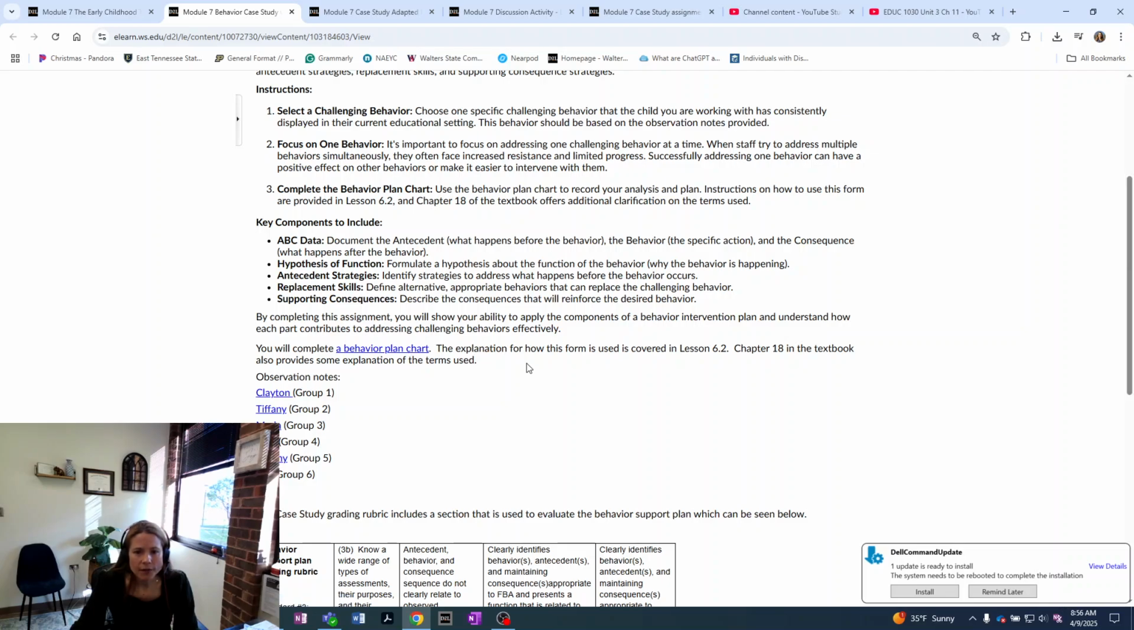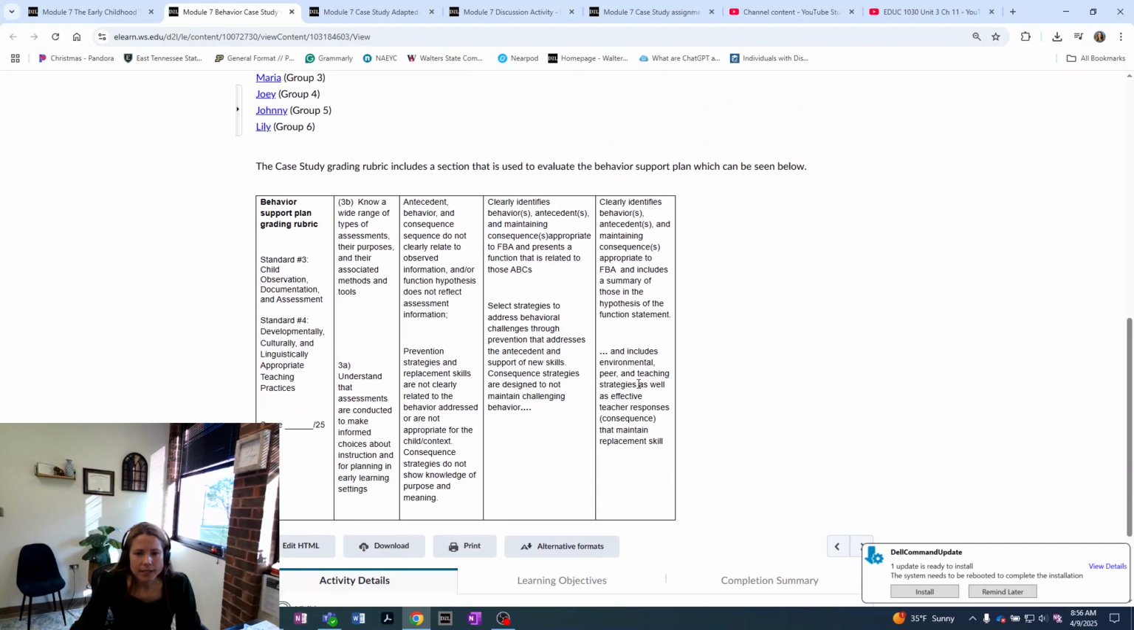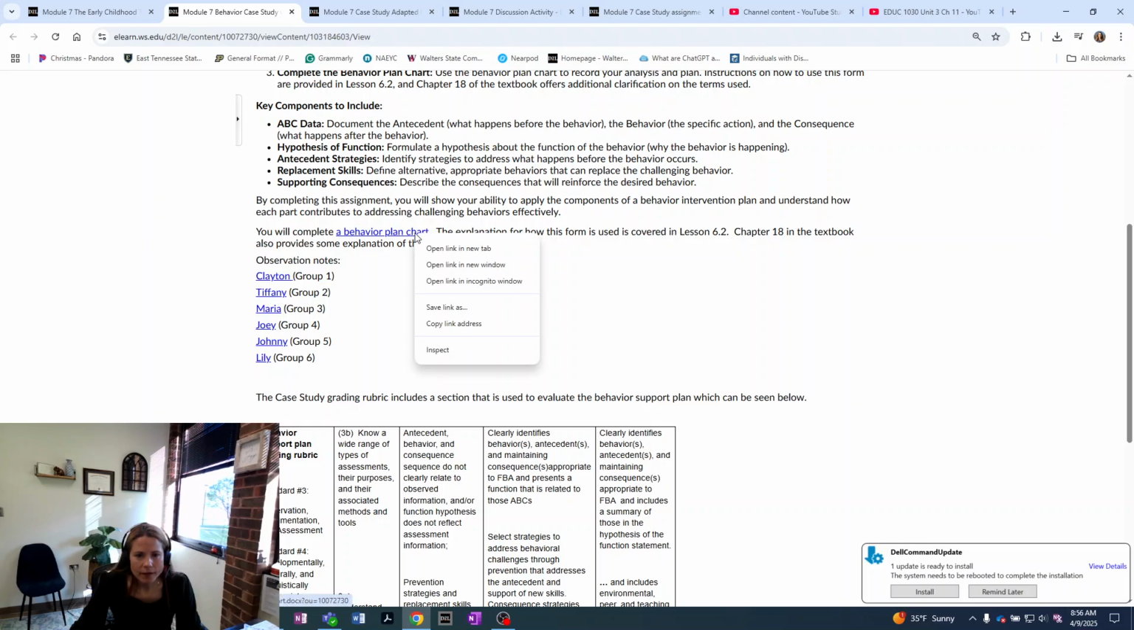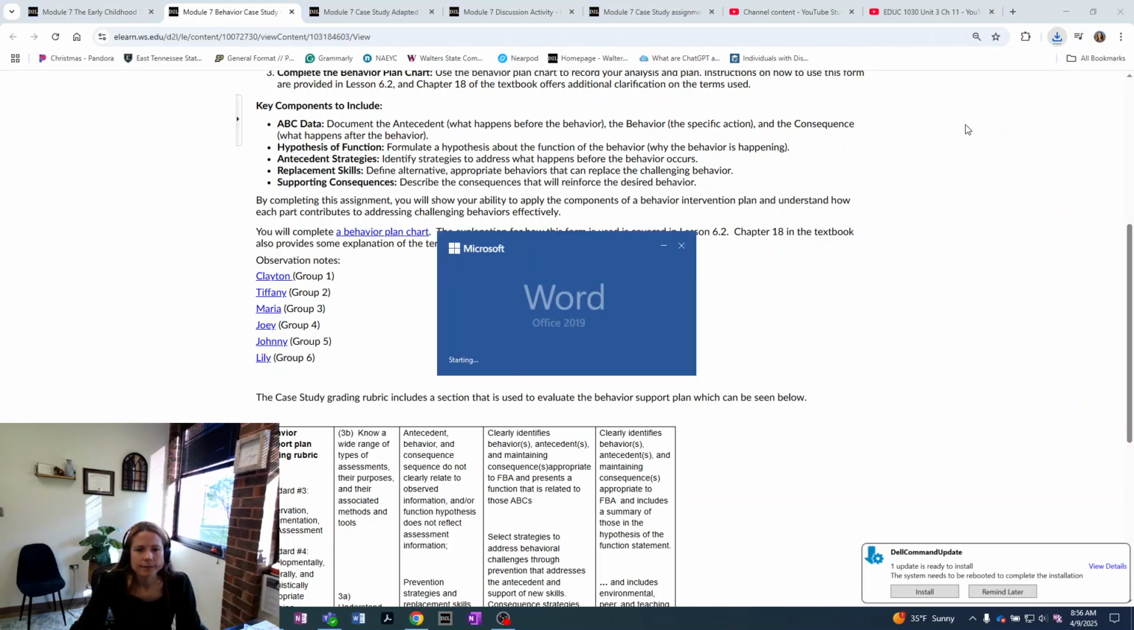Okay, now remember, the explanation of how to use this form is covered in lesson 6.2, so you need to use that as a reference, as well as using your chapter 18 as a reference to help you complete this behavior plan chart. I have a graded rubric here that is going to help you, right? These are the things I'm looking for. Here are our standards, our objectives. And here are things I'm grading you on. Okay, so let's open up the plan chart and let you see it.